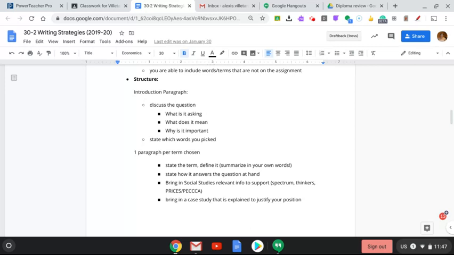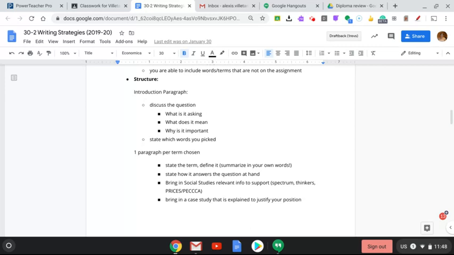Okay, so for each of the terms you pick, they are going to have their own paragraph. So the total length of this written kind of depends on how many terms you pick. If you pick 2 terms, you'll have a 3-paragraph written. If you have 3 terms, you'll have a 4-paragraph written.